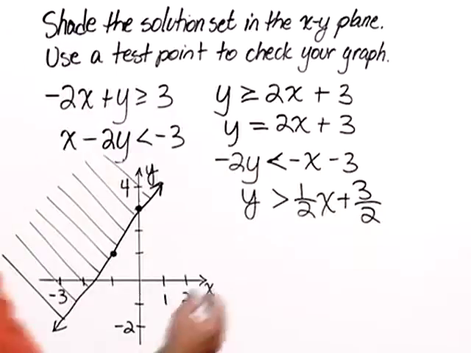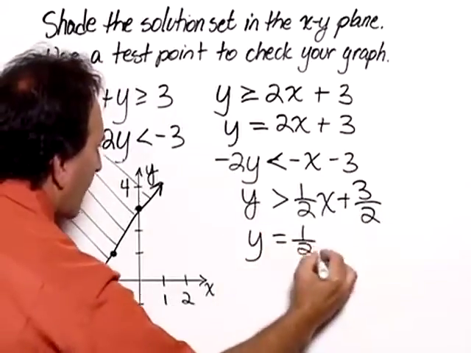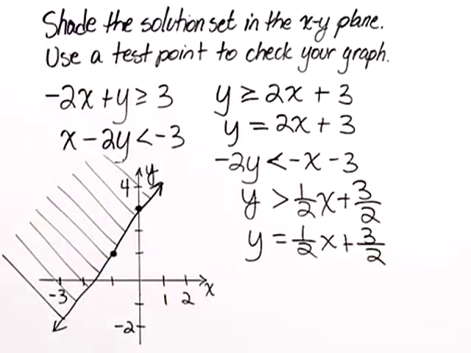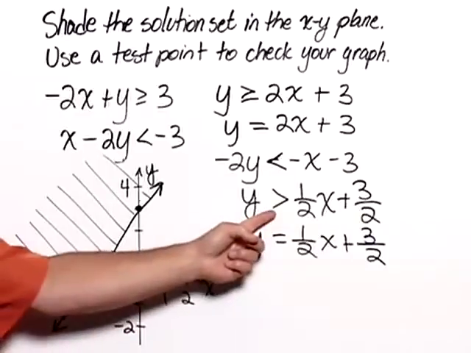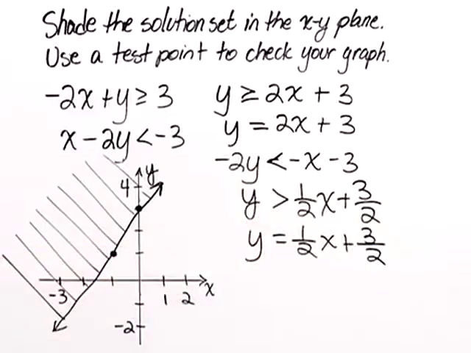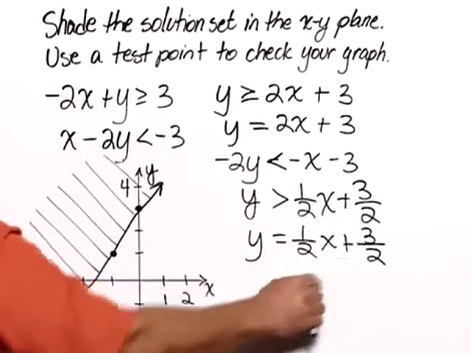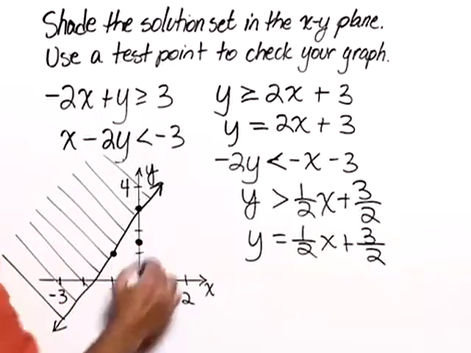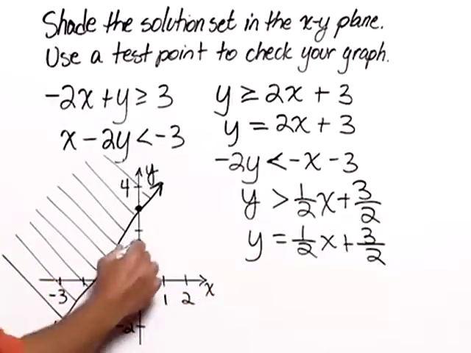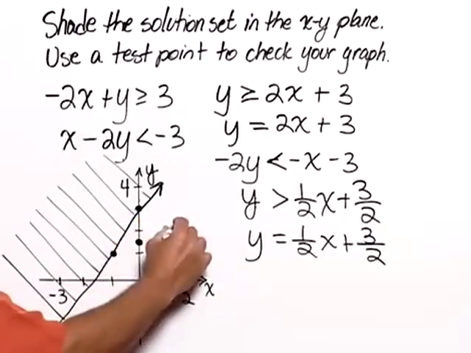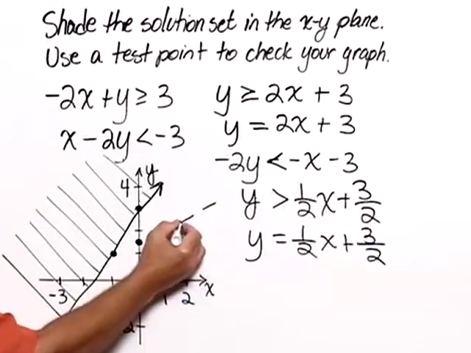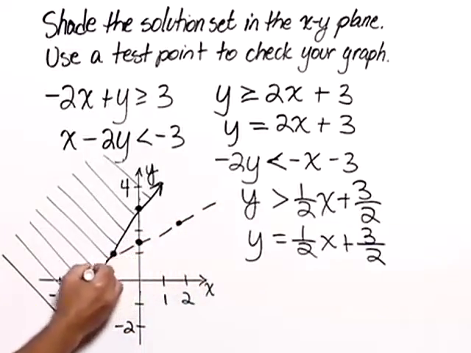To draw that boundary line, we change it to an equation of y equals 1/2 x plus 3/2. Because the inequality is a strict inequality in the sense that it does not have an equal to part, then we draw a dashed line. Starting with the y-intercept of 3/2, that's 1.5. With a slope of 1/2, we would go up 1 and then over 2. We would now draw a dashed line that goes through those points.